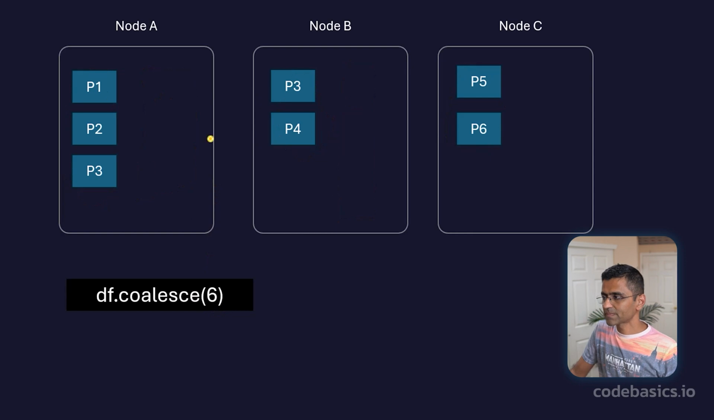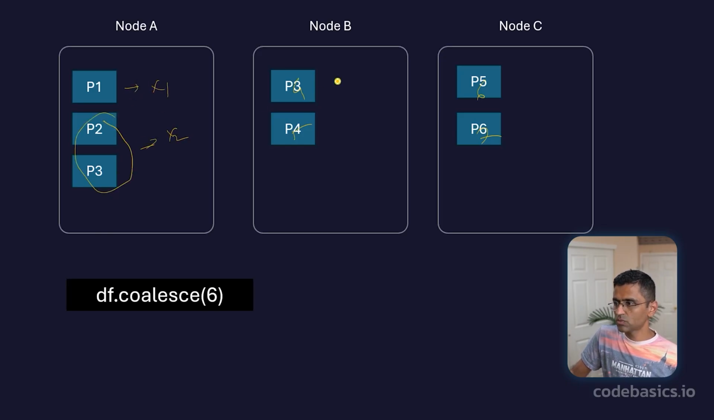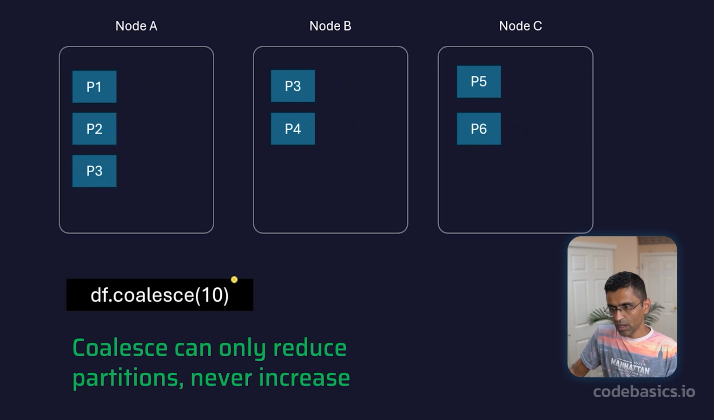What if I do 6? See, this numbering is wrong. This should be P4, P5, P6, P7. I have 7 partitions and I want to create 6. How do you do it with minimum data movement? Well, you merge any 2 partitions on a single node. You can merge these 2, or these 2. Maybe I'll merge these 2. So now this is X1, X2, X3, X4, X5, and X6. So I got 6 partitions. What if I do 10? Well, Coalesce can only reduce partitions. It will never increase them.